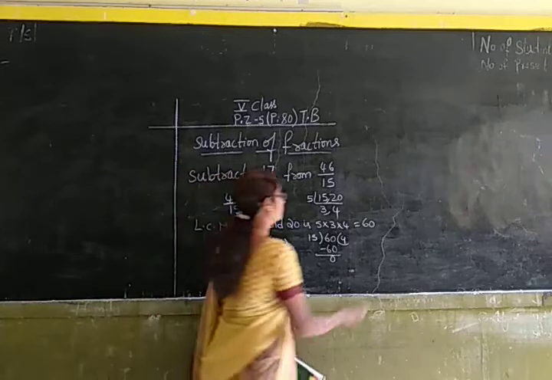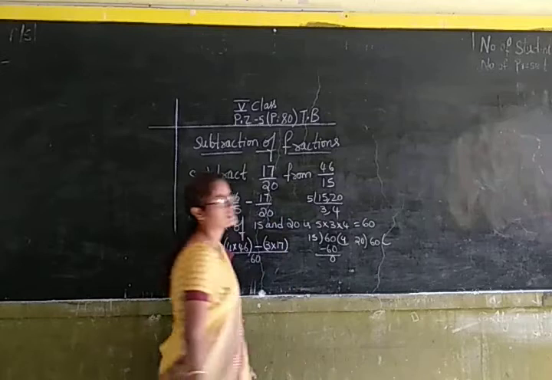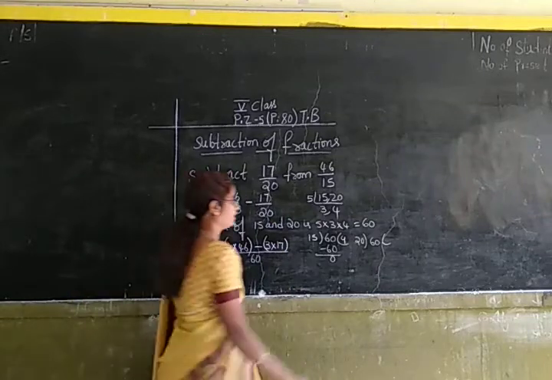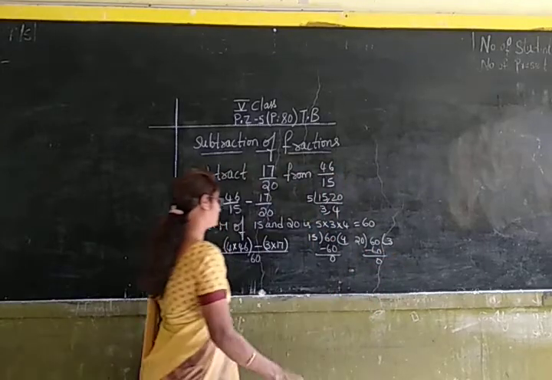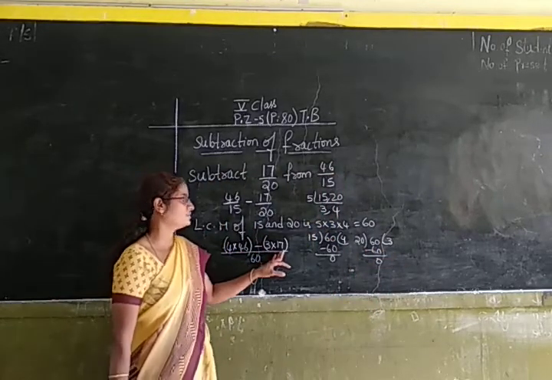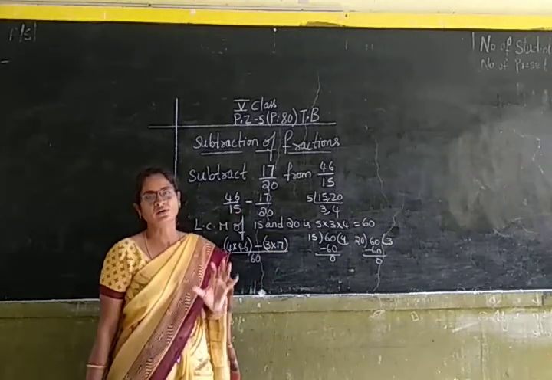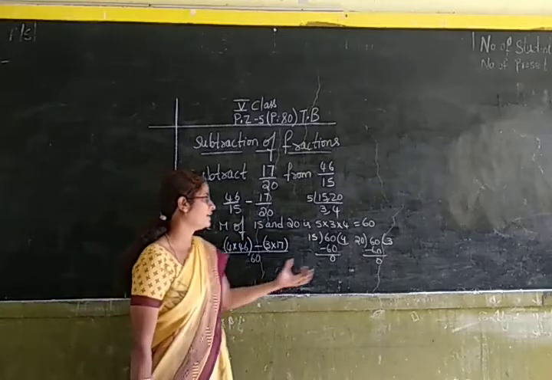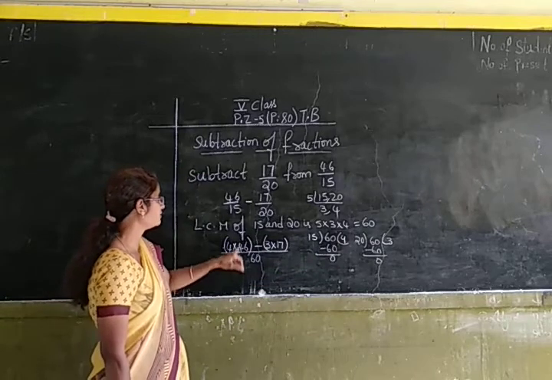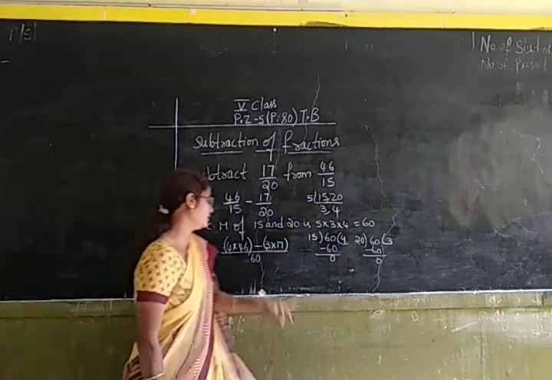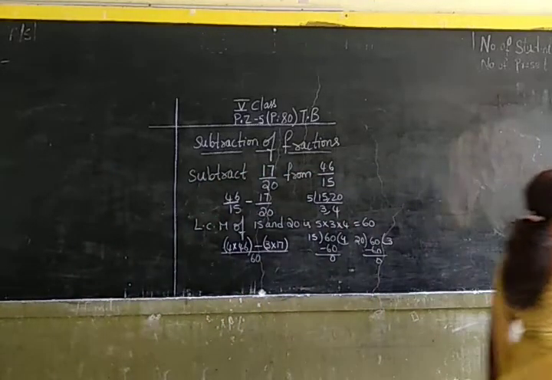Now let us check by dividing how many times 20 goes in 60. 20 ones are 20, 20 twos are 40, 20 threes are 60. So 20 goes 3 times in 60. So 3 into the numerator, which is 17. If you don't know how many times a number goes in another, you can divide and find out. So here the quotient is 4, 4 into 46, and the quotient is 3, 3 into 17.